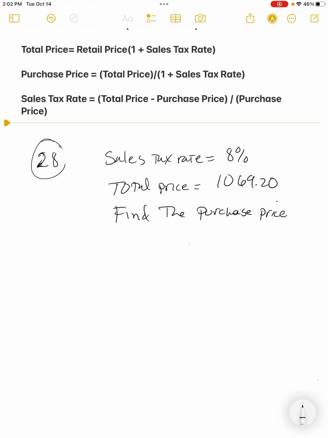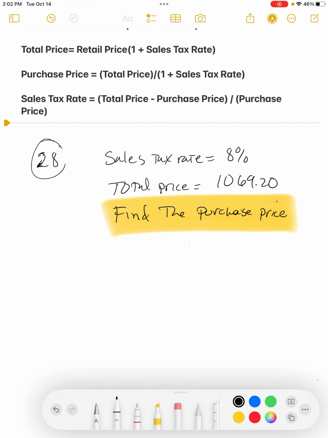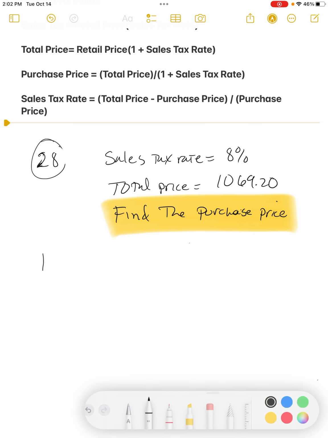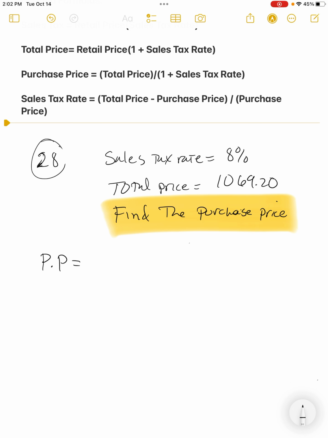So what is all this chapter going to be? It's going to be, well, identify what they're asking for, the purchase price. Find the formula associated to it. It's the one up top in the middle. So purchase price is what they want me to find. Total price. Did they give me the total price? You bet they did. They had to. $1,069.20. And I'm supposed to divide that by 1 plus the sales tax rate, 0.08. And I just plug it in the way I see it.